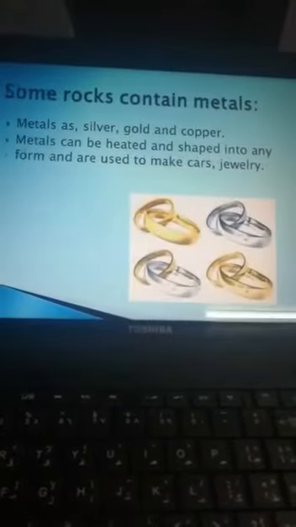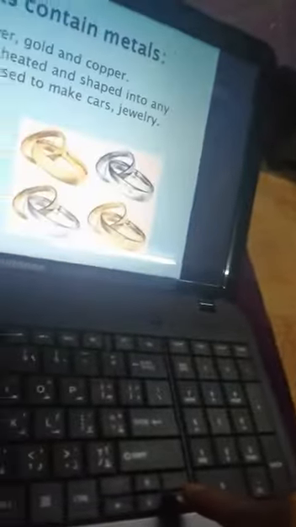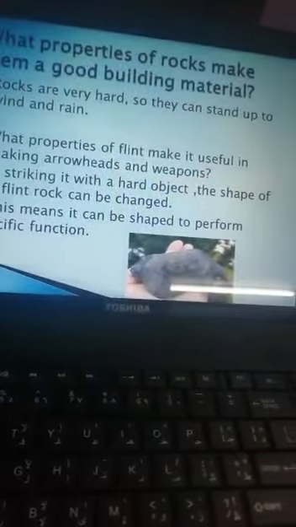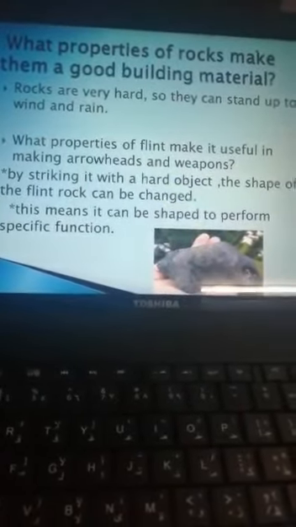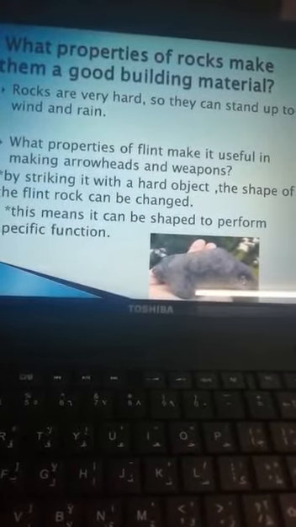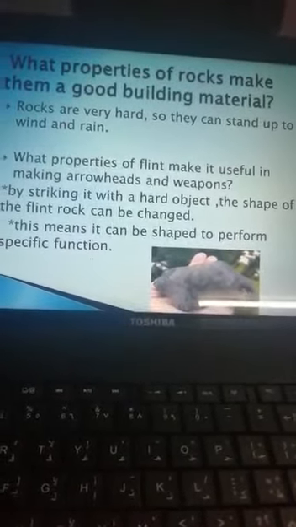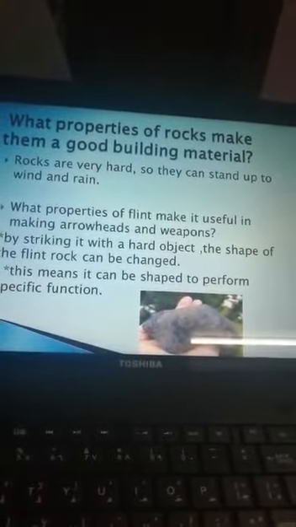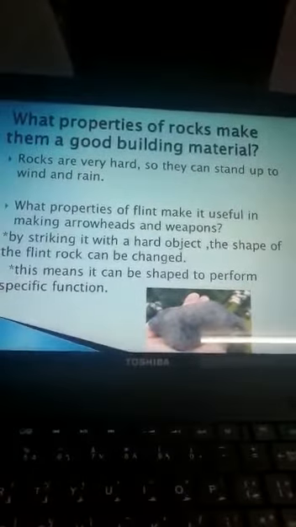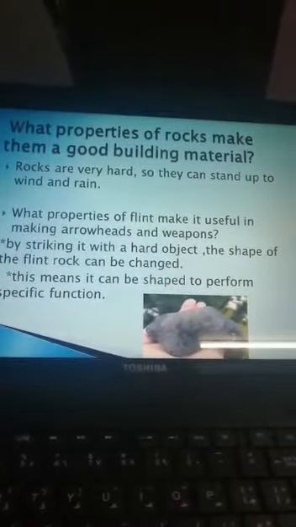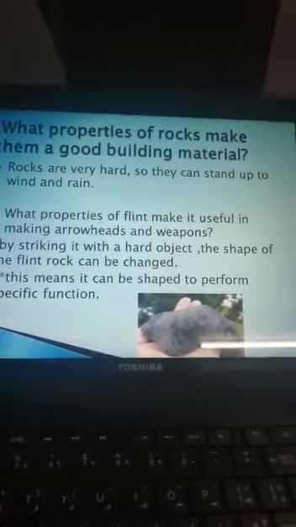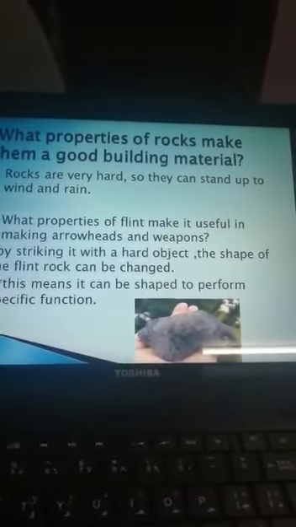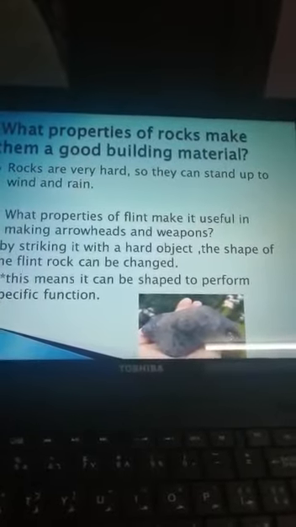And we talked about the properties of rocks. Rocks are very hard, so they can stand up to wind and rain. The properties of flint rock make it useful in making arrowheads and weapons. By striking it, we know that the flint rock can be changed, so it means that it can be shaped to perform its function.